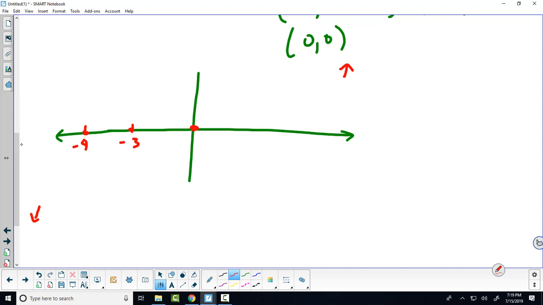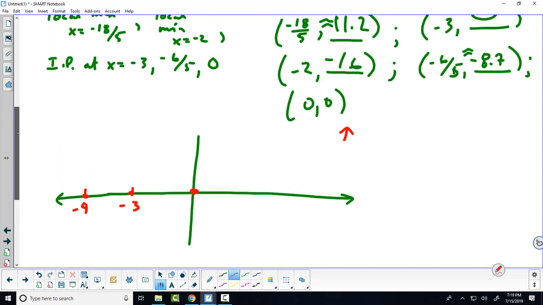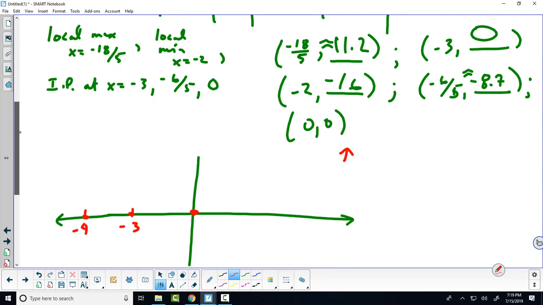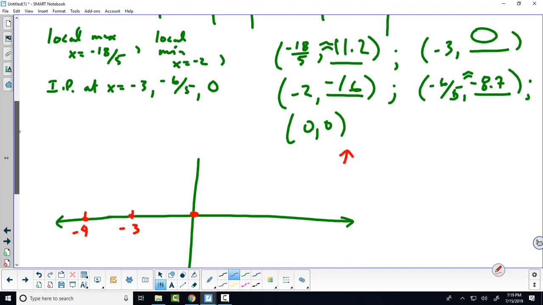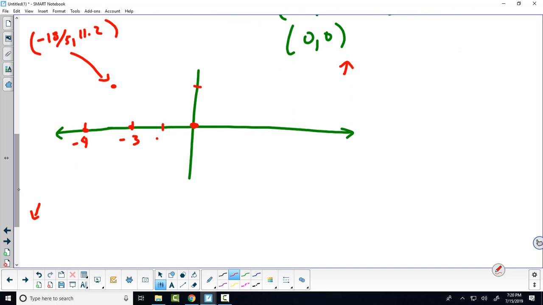Okay. Then what? Well, we said we had a local max at the ordered pair negative 18 fifths, comma 11.2. So negative 18 fifths was maybe right about here. Let's call that about 11.2. If you want to wait on labeling your points till after you've graphed it so you don't get your label in the way of where you're going to draw your lines, that's probably a good idea. Then we had a local min at -2, comma -16. So where's that? That's down here.